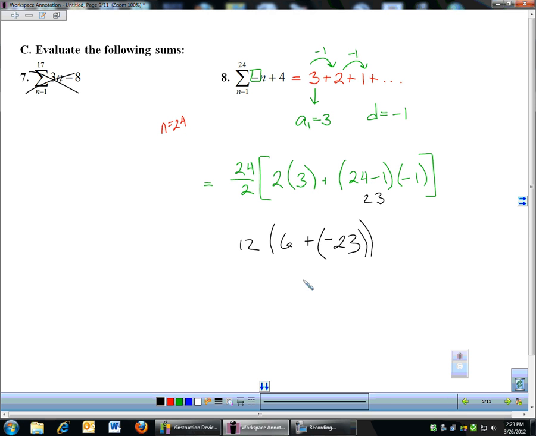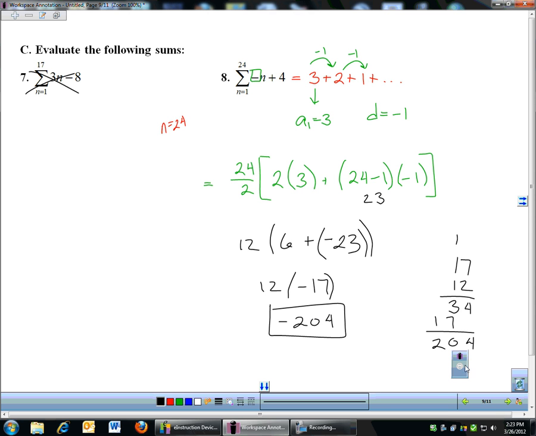6 minus 23 is negative 17, times 12, and again, I don't know my multiplication tables very well. 12 times 17, that's 14, carry my 1, that'd be 3, and then 17, so what's that, 204? So negative 204 is going to be the sum of all the terms. So that is a quick blitz of your arithmetic sequences.